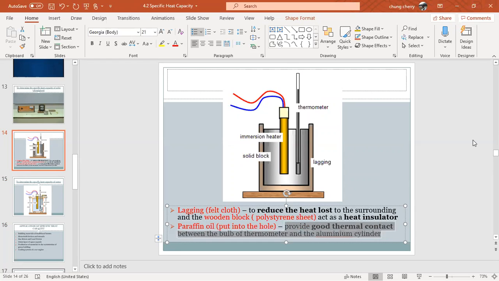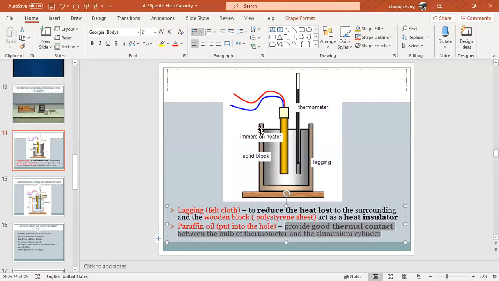As you know, if you put the thermometer into the hole without the oil, the hole is surrounded with air. If you compare air, a gas, with a liquid, liquid is better at transferring heat than gas, because the particles are closer to each other. That's why we need to use paraffin oil as the medium for good thermal contact.